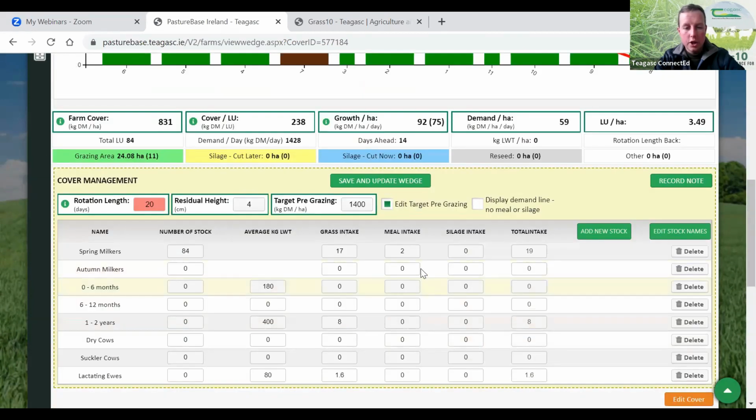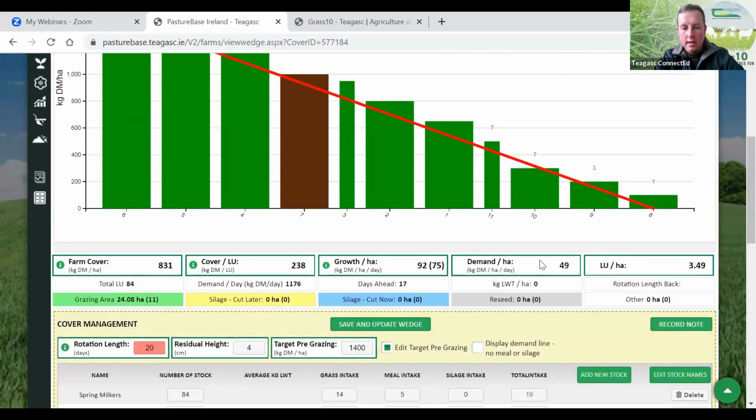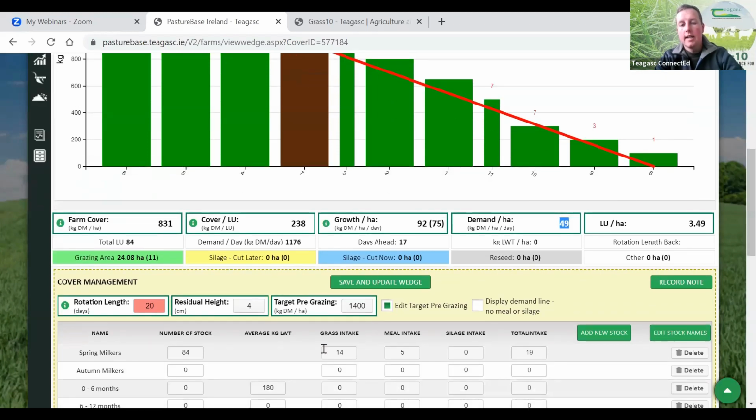So another thing, as Joe was talking about there, we can change intake. Let's say for instance the cows were being fed 14 kilos of grass and just 5 kilos of meal, or something to that effect. Now what this will do is it'll drop your demand back to 50, because there's more meal being fed. That displaces grass, and therefore your demand is lower.